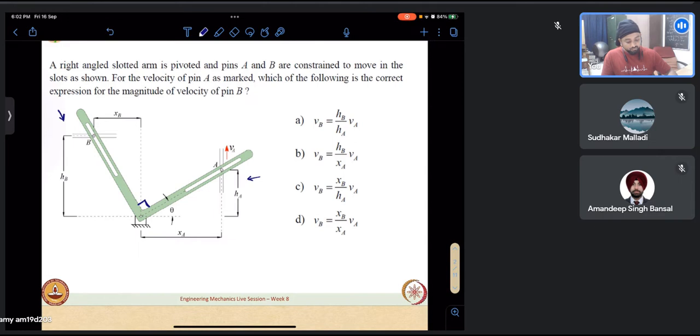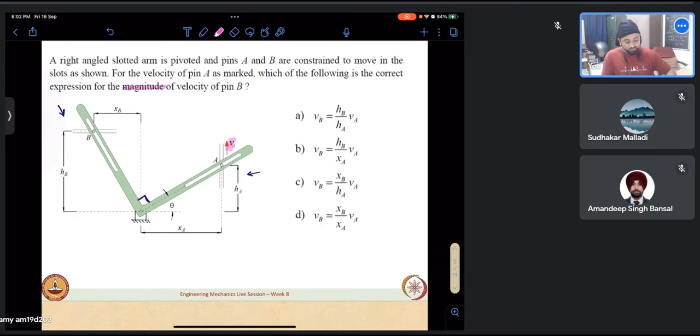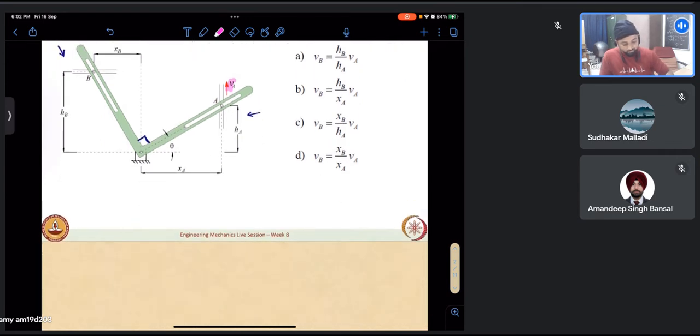The velocity of pin A is as marked, in the upward pointing direction, VA. Which of the following is the correct expression for the magnitude of the velocity of pin B is what is asked. We are given 4 options. So let us see how to go about it.